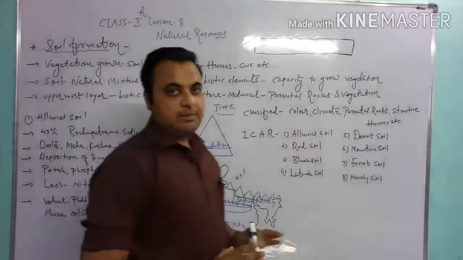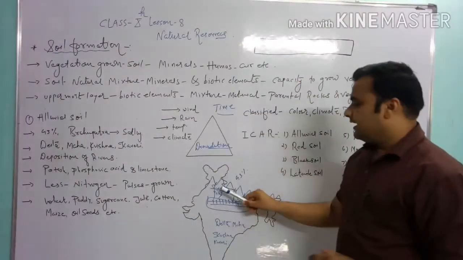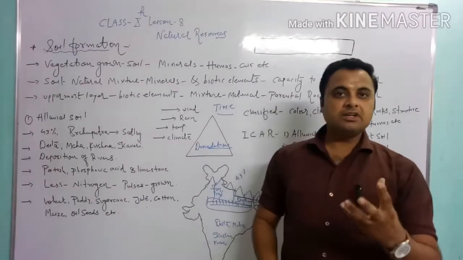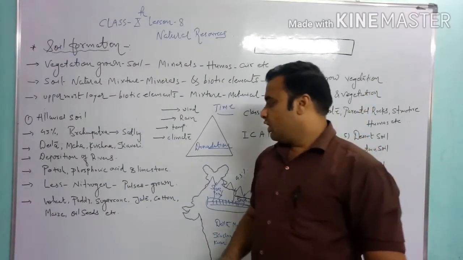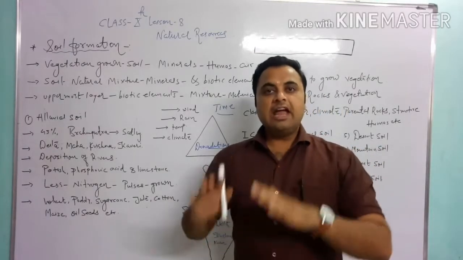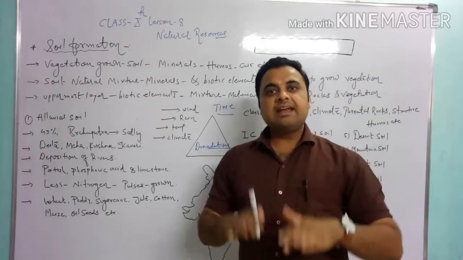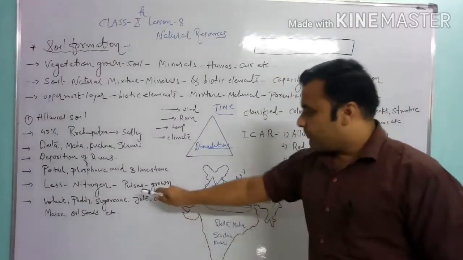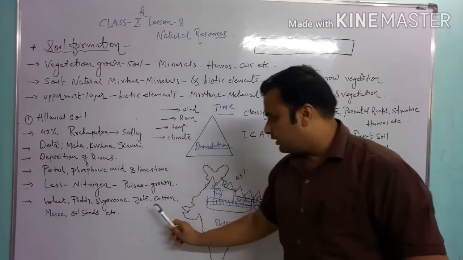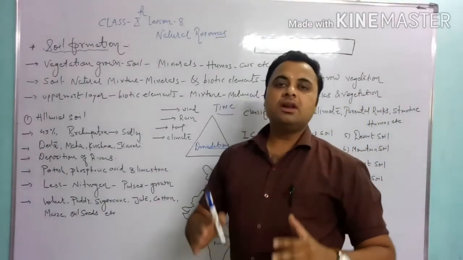In this alluvial soil, the elements potash, phosphoric acid and limestone are there. In this soil, the proportion of nitrogen की मात्रा बहुत ही कम होती है. So if pulses are grown, nitrogen can be established in alluvial soil, because in the roots of the pulses there is nitrogen. Crops like wheat, paddy, sugarcane, jute, cotton, maize, oilseed, etc. are taken in the alluvial soil.